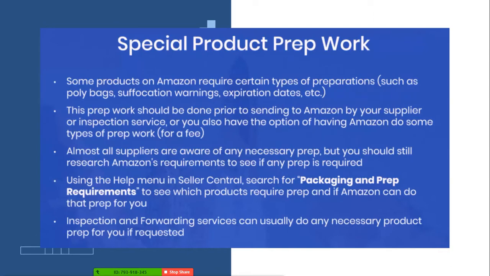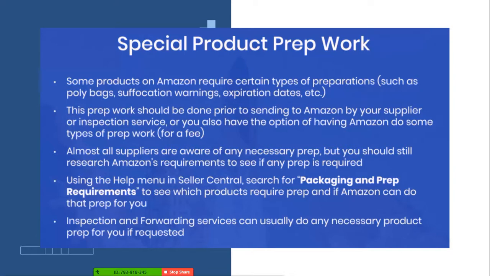Now, any special prep requirements for your products. So let's talk about the special product prep work, what it's all about. Some products on Amazon require certain types of preparations, such as poly bags, suffocation warnings, expiration dates, and all that, okay? This is important. And the good thing is suppliers and your inspection services guys will be able to help you out with all this, okay? So this prep work should be done prior to sending to Amazon by your supplier or inspection service.